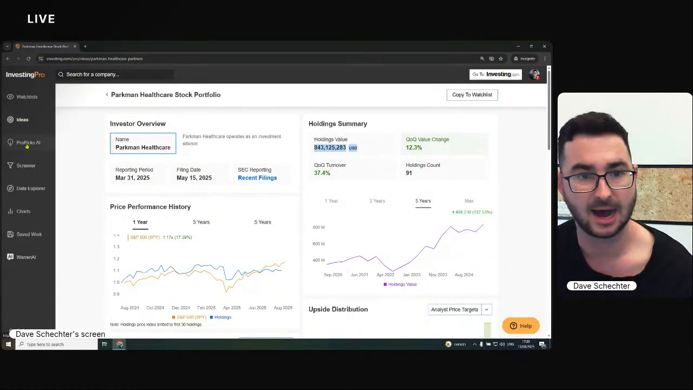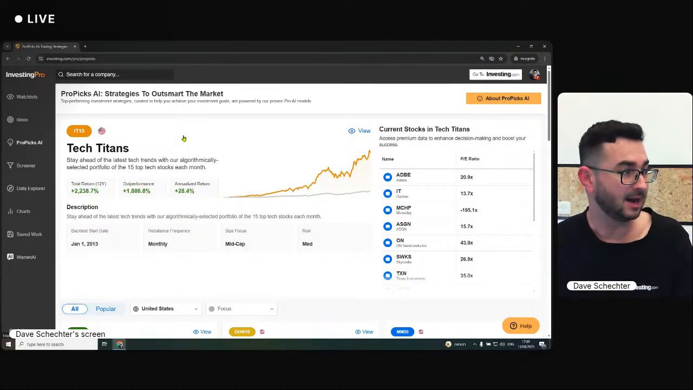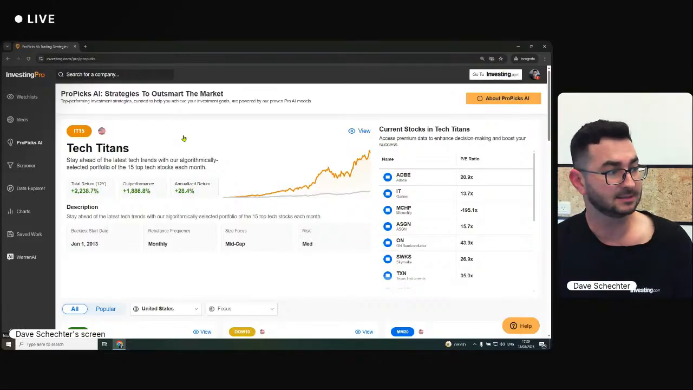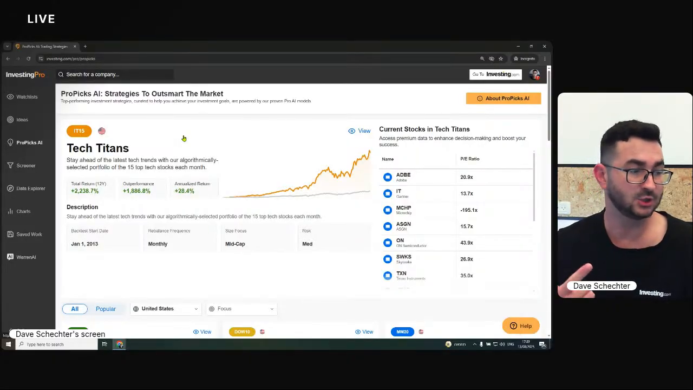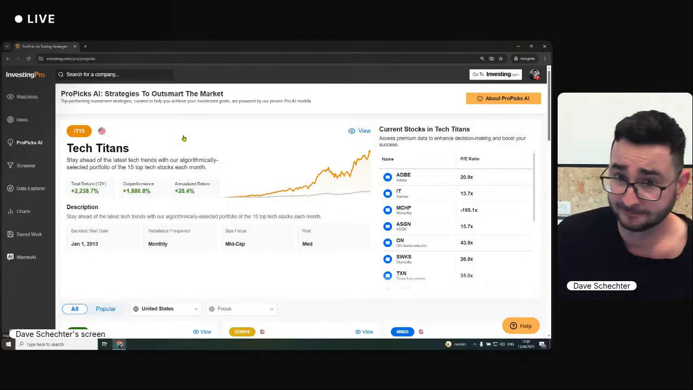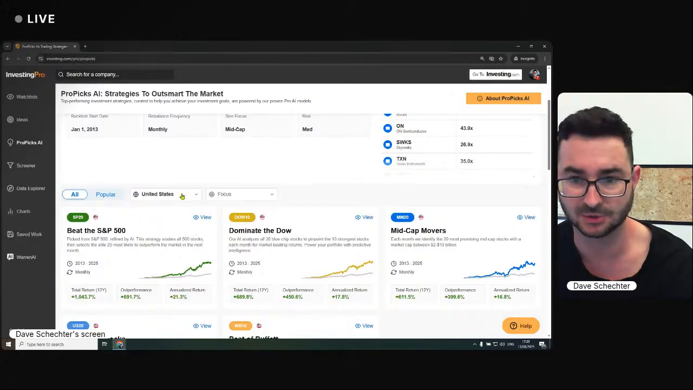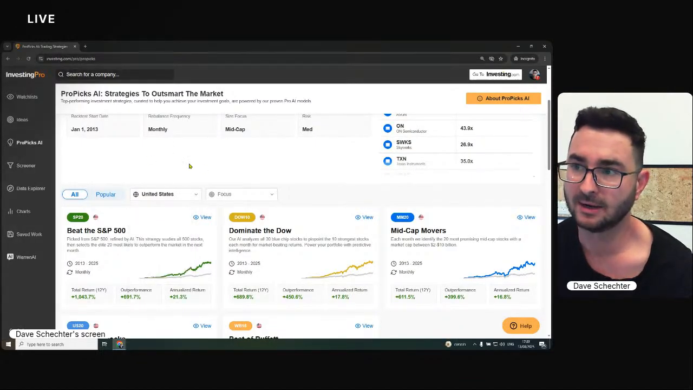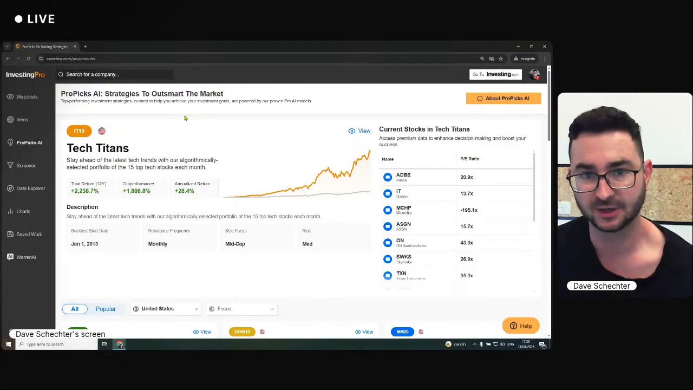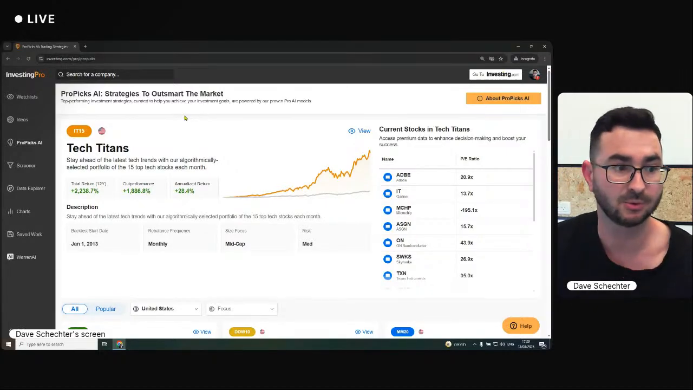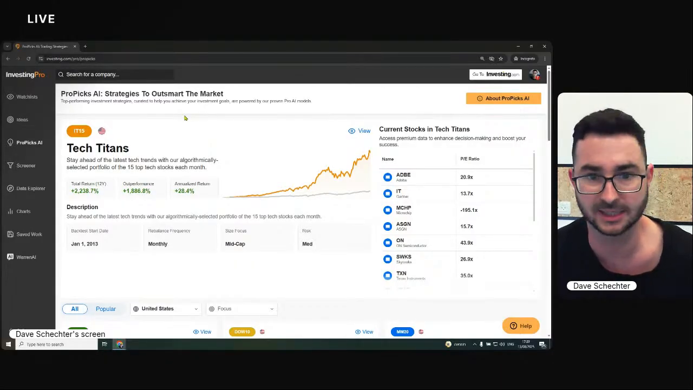So let's quickly jump to ProPicks AI. So what is ProPicks AI? It combines real-time data, advanced analytics, and Investing.com's proprietary scoring to rank stocks by upside, valuation, growth, and risk. So why don't we go ahead and scroll down the list over here. We offer these AI strategies for 11 different countries at the moment. I have it on good authority from our product team that we're going to be expanding this significantly within the next couple of months, so stay tuned for that.